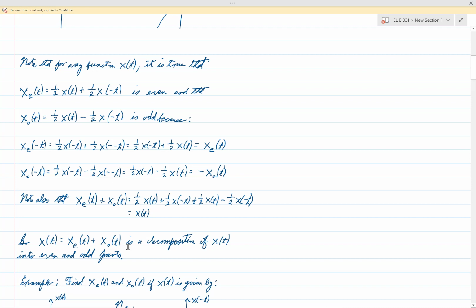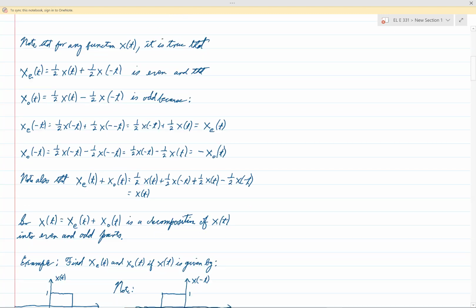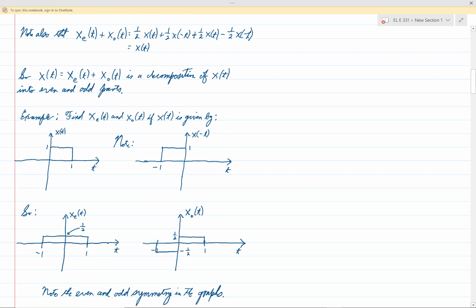That means that this is a decomposition of x of t into even and odd parts. So even though the general function that we would encounter, I'm thinking of x of t here as being a general function, would be neither even nor odd, we can always decompose any function into even and odd parts. So let's see how that would actually go in one example.